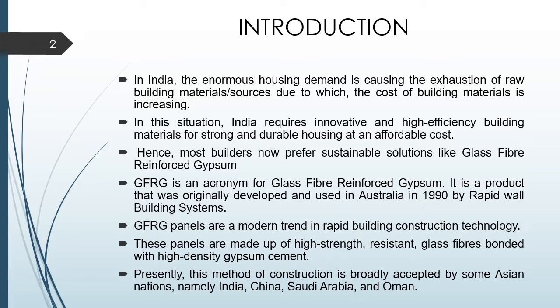One such sustainable solution is glass fiber reinforced gypsum, which is abbreviated as GFRG. GFRG was originally developed in Australia in the year 1990 and has been used in construction from then. GFRG panels have been used in construction technology in the form of panels which have higher strength and are earthquake resistant and have glass fibers bonded in them along with high density gypsum cement. GFRG is mainly used in construction in countries like India, China, Saudi Arabia and Oman.